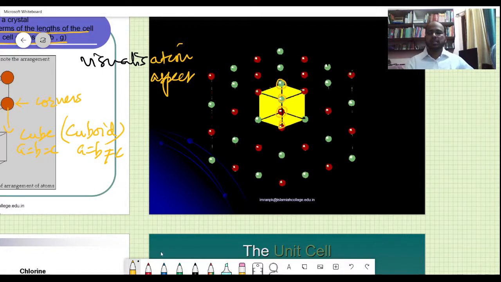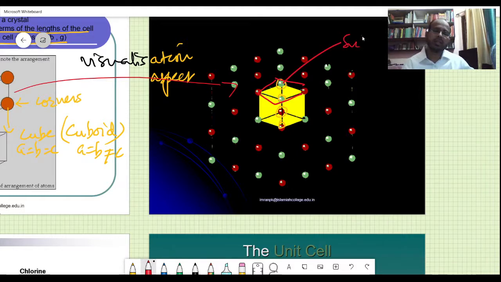Okay, this is a cell that talks as a cube. So you can directly see a cube there, the cube is inside there. Some atoms are substituted here.